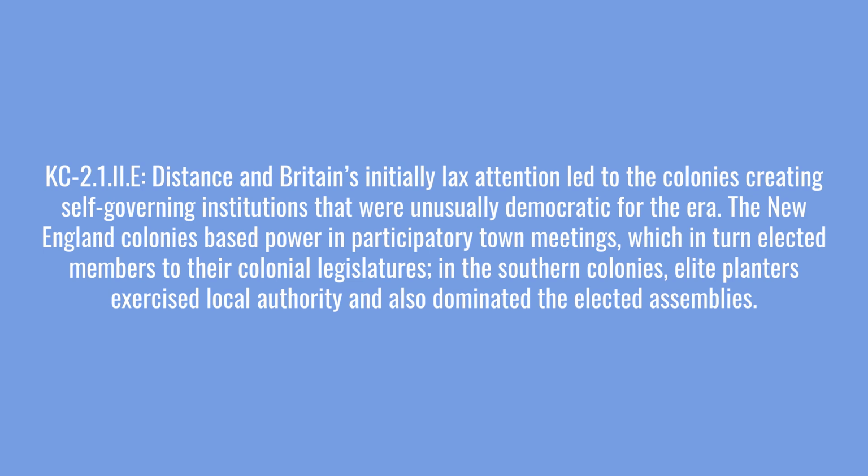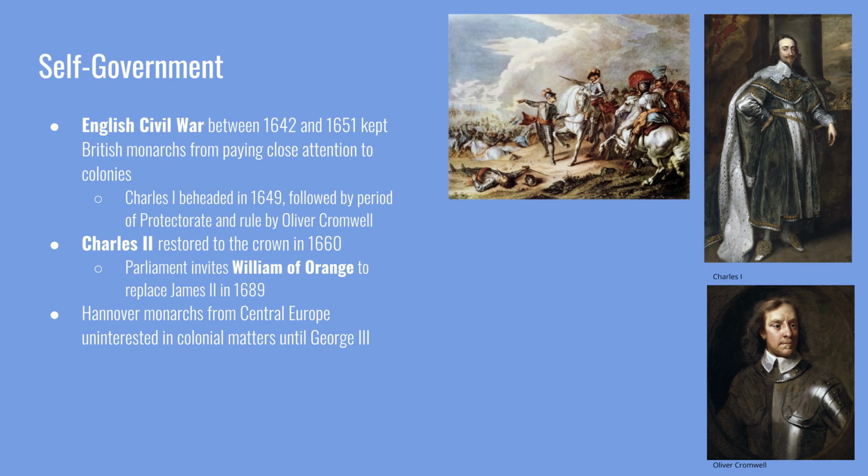The New England colonies based power in participatory town meetings, which in turn elected members to their colonial legislatures. In the southern colonies, elite planters exercised local authority and also dominated the elected assemblies. The cause for all of this lax attention between 1642 and 1651 was the English Civil War.